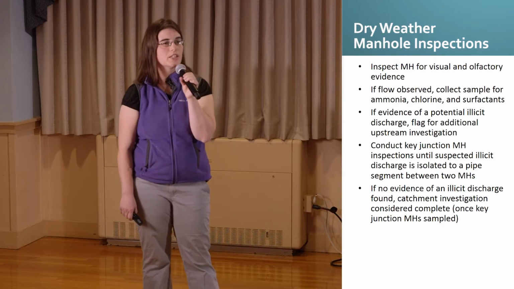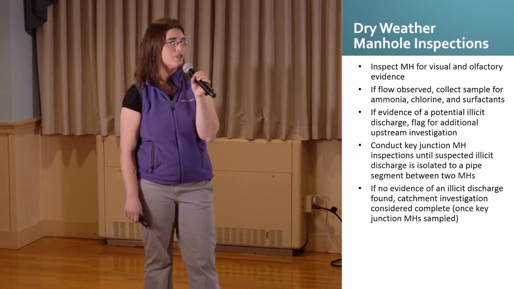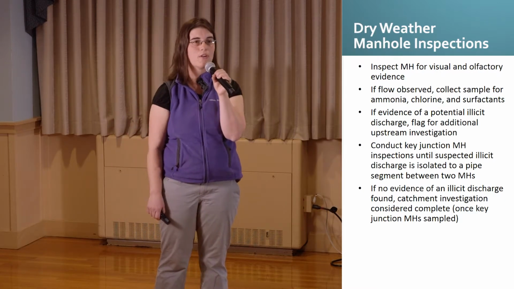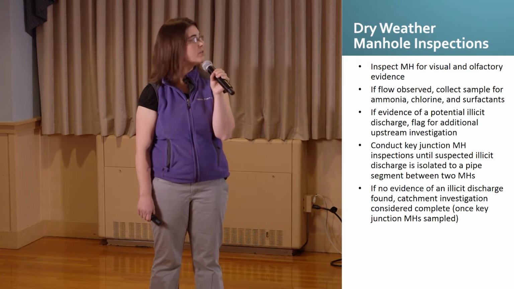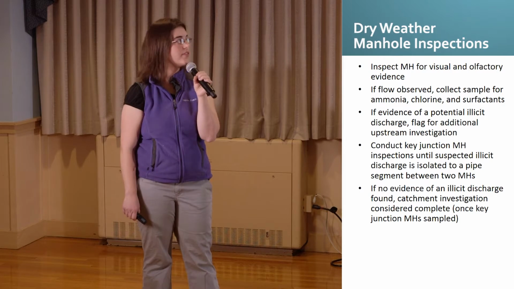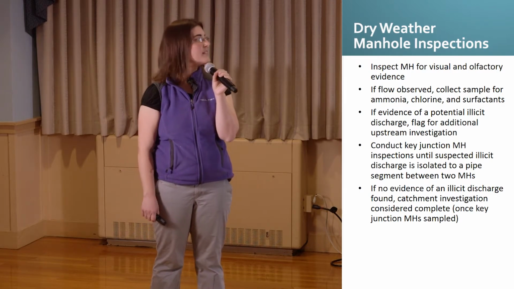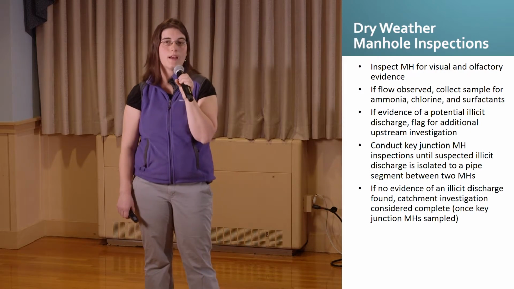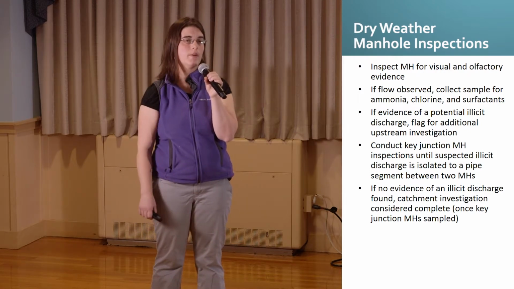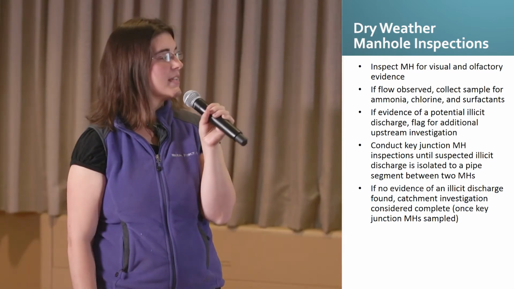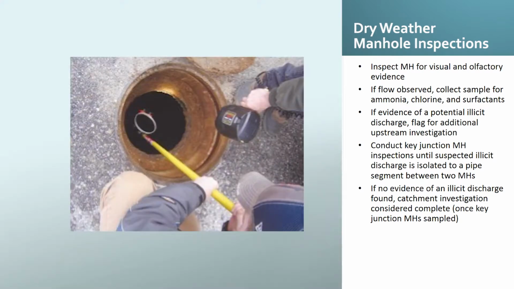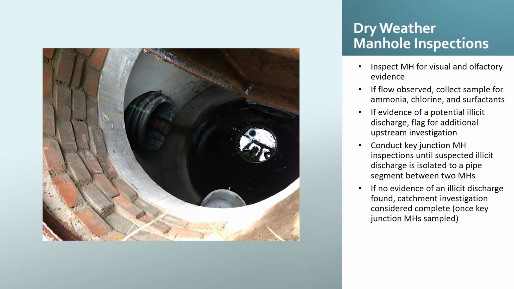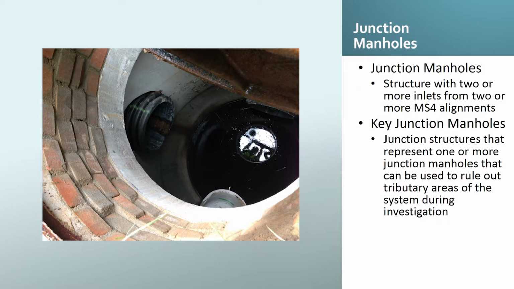For dry weather manhole inspections, you would inspect the manhole for visual and olfactory evidence, similar to your outfall screening. If flow is present, you would collect a sample for ammonia, chlorine, and surfactants. If there's evidence of a potential illicit discharge, then you would flag the upstream area for investigation. Then you would conduct key junction manhole inspections until a suspected illicit discharge is isolated to a pipe segment between two manholes. If no evidence of an illicit discharge is found, the catchment investigation is considered complete once the junction manholes have been sampled.